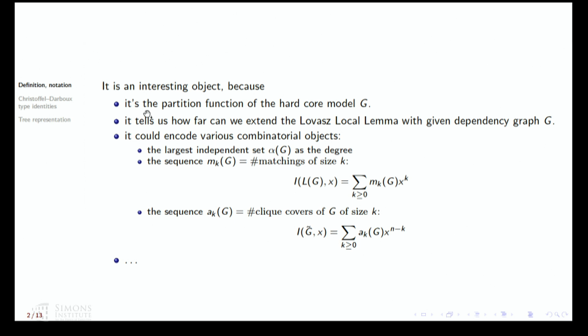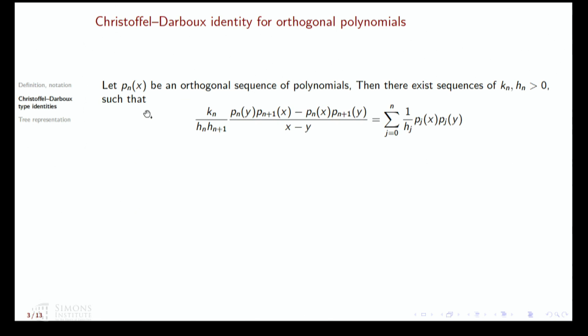The next thing I would like to speak about is the Christoffel-Darboux identities. These identities are well known in the theory of orthogonal polynomials. Whenever we have an orthogonal sequence of polynomials, we can always find positive real numbers such that this quite long but useful identity holds. This is called the Christoffel-Darboux identity.